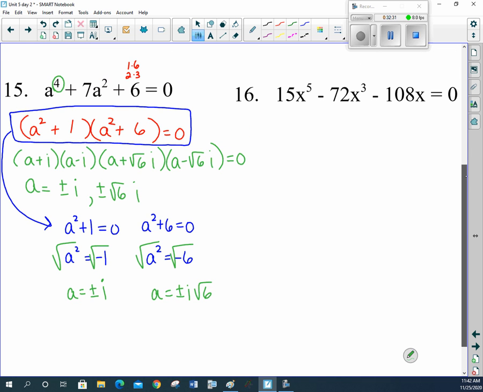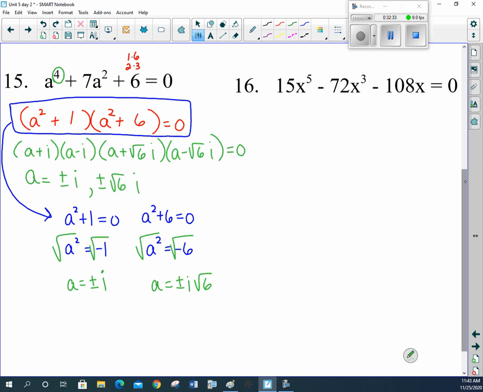Okay, 16. What do we got here? 15x to the 5th minus 72x to the 3rd minus 108x. Okay, so for sure they all have an x. Wow, 108. I think they might all be divisible by 3. Let's check. 72, I think, is divisible by 3. And 108. Yep, they're all divisible by 3. So I think our GCF is going to be 3x. So remember, we need to have 5 answers when we're done because it's x to the 5th. So GCF is 3x.